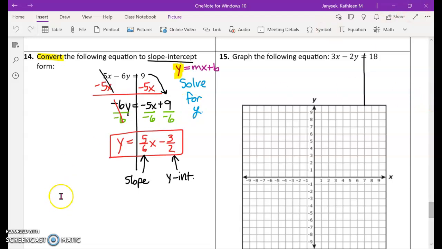So pause the video and try number 15 on your own. You're going to have to solve it for y and then actually graph it. Okay, give it a try.